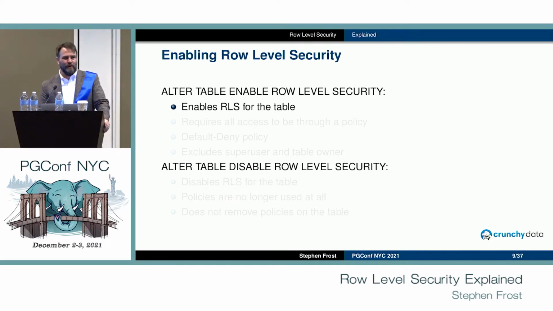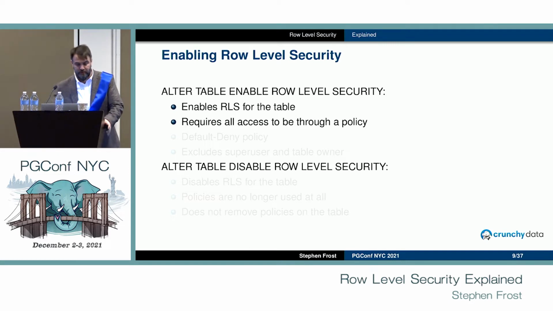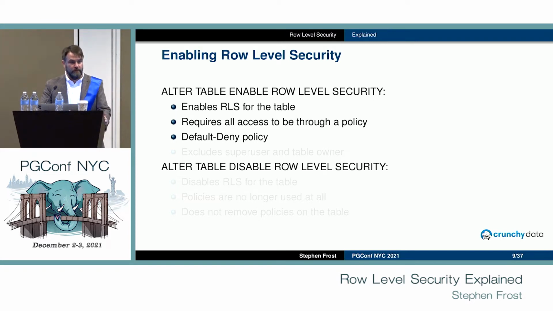So when you want to go use row-level security, as I mentioned before, the first thing you need to do is enable row-level security. This is done on a per-table basis. And once you've enabled it, it requires all access to go through some policy, either a permissive one or a restrictive one. And there's a default deny policy if there is no policy defined for the table. So once you enable row-level security, if you try to query that table, even though you might have access to query that table, if there are no policies but row-level security is enabled, you won't see any rows.